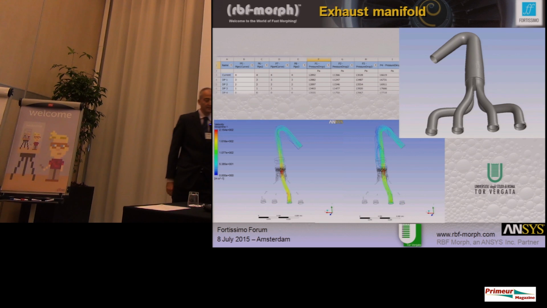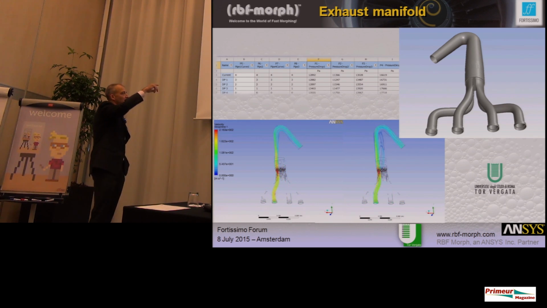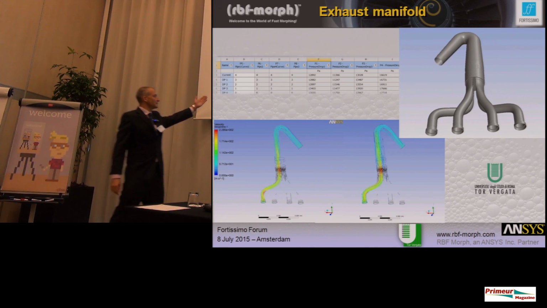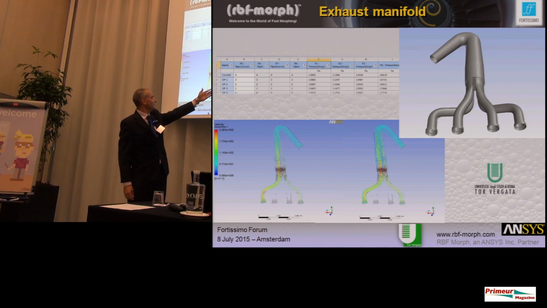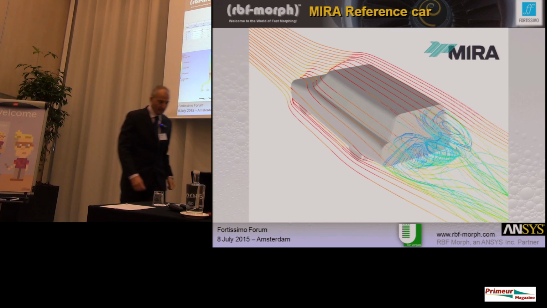This is an exhaust system. You can see here how, by reshaping the exhaust system, you can achieve a very good solution with respect to the original one, in which the structure of the flow is very disturbed by the shape of the runners.